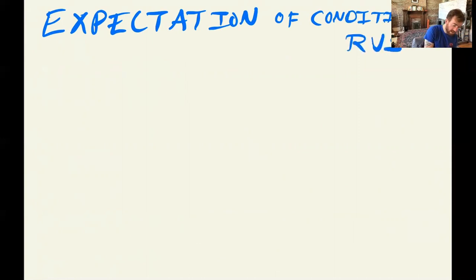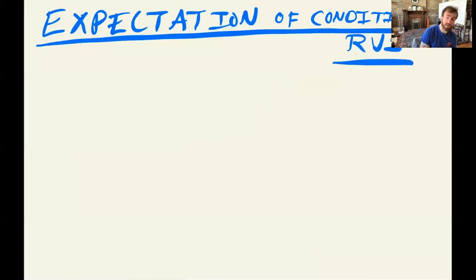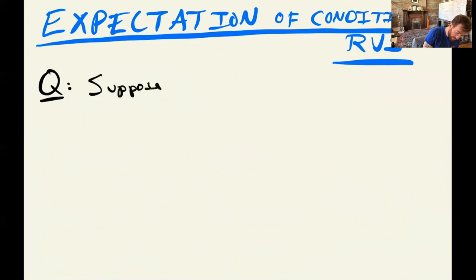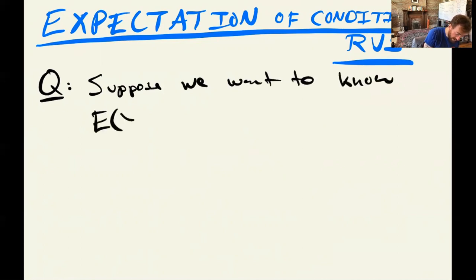And we can even just think of this as conditional random variables, as I'll try to explain now. So again, here's a motivating question. Suppose we know that, all right, we want to know the expected value of y.